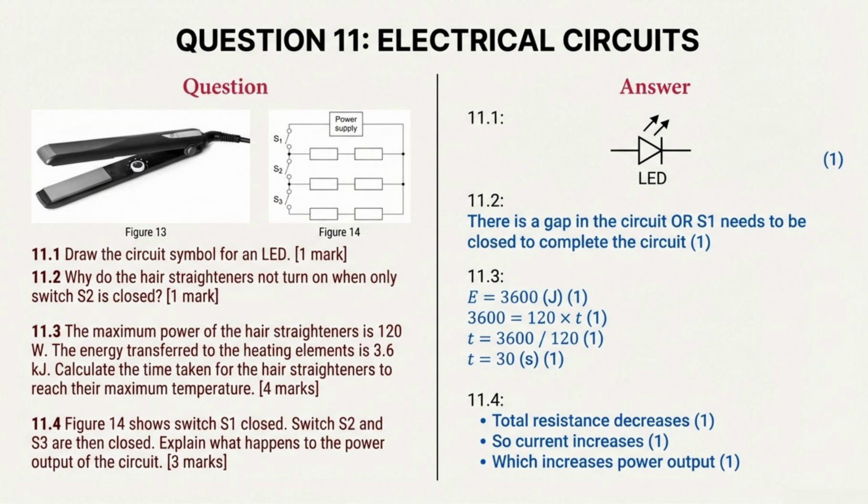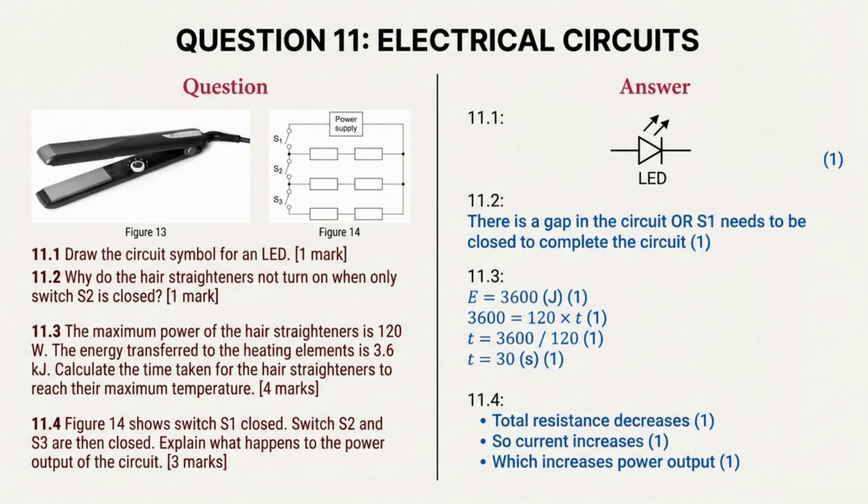11.3 gives us the maximum power input of the straighteners as 120 watts. The energy transferred is 3.6 kilojoules. Calculate the time taken. First, turn 3.6 kilojoules into 3,600 joules. We use the equation time equals energy divided by power. So 3,600 divided by 120. Which gives you exactly 30 seconds.